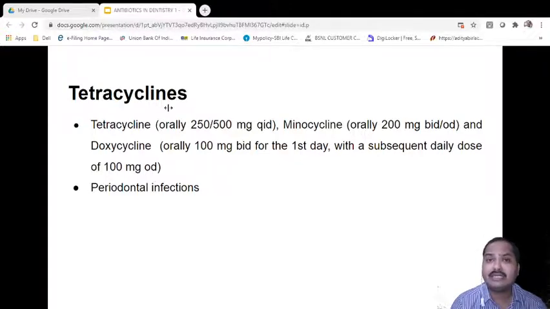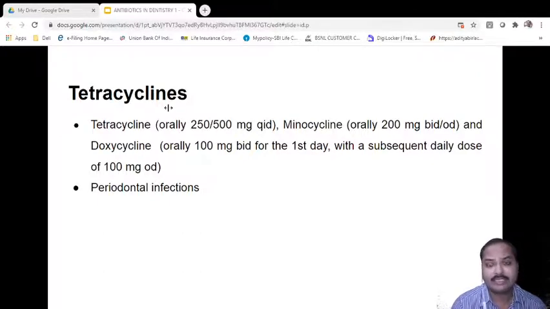Now it is given mainly orally and is secreted in the saliva, concentrated in the liver and excreted in bile. They also cross the placental barrier and are used as an adjunct to the conventional periodontal therapy for the treatment of various dental abscesses related to the periodontium. So what dosage has been decided as adult dose for tetracycline? It is 250 or 500 mg QID.